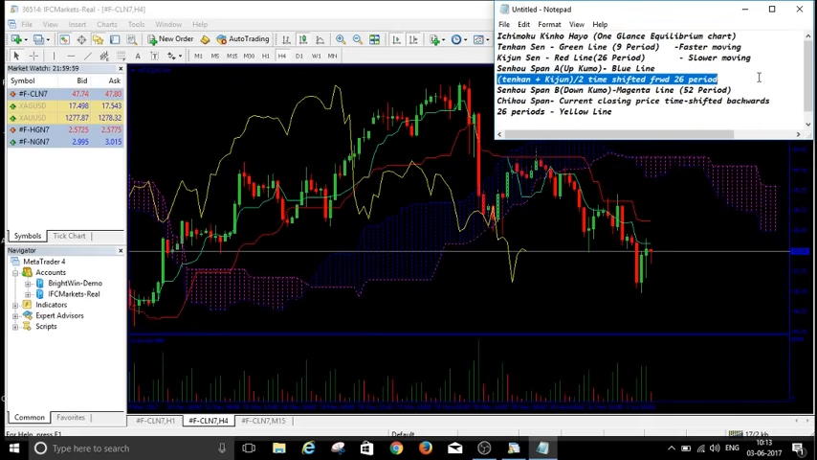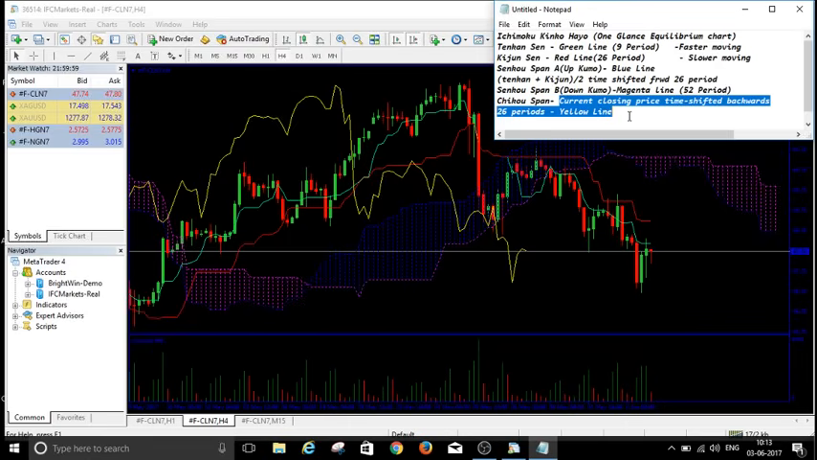And Senkou Span B. This is the magenta line. This is a 52 period line. And the last one is Chikou Span. This is Chikou Span, the yellow line. This is the calculation for this line: current closing price time shifted backwards 26 periods.